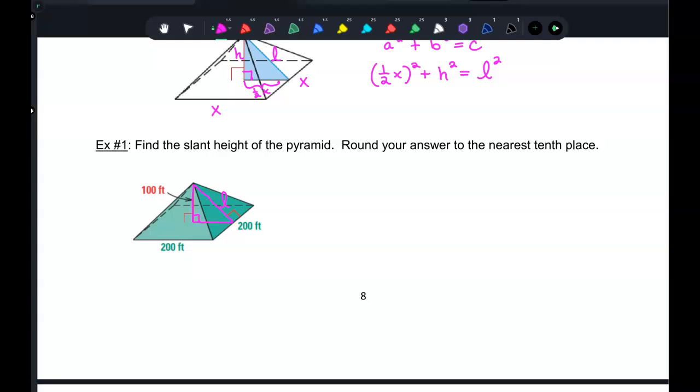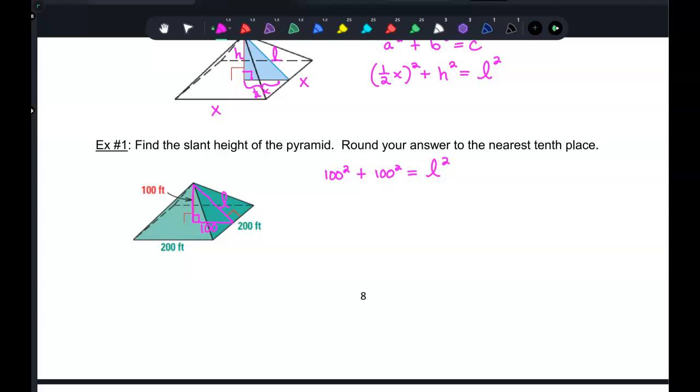Okay, so I want to use Pythagorean theorem to find the slant height. So if all the way across here is 200 feet, what's this measure? 100. So the Pythagorean theorem is going to be 100 squared plus 100 squared equals L squared. L is the c squared. It's always going to be the hypotenuse, because L is on that side. So a squared plus b squared equals c squared.